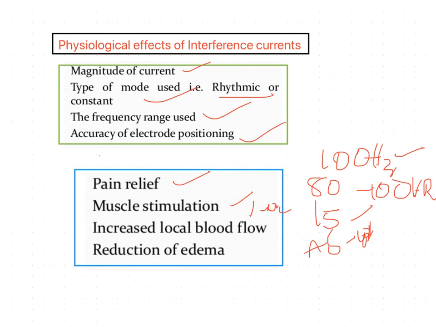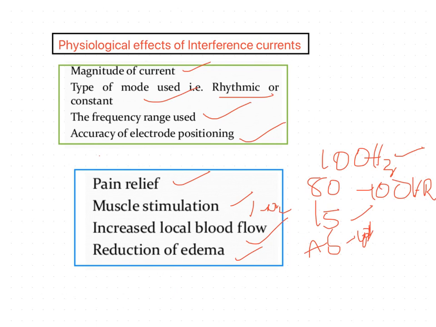Okay, next one is it also helps in the increased local blood flow. That means at the placement of the electrodes and also at the area of the beat frequency area, so at that area which increases the local temperature, which causes the vasodilatation of the capillaries, which induces the increased local blood flow.